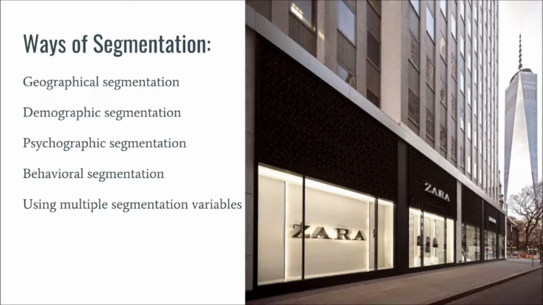You can do this on a geographical basis. You can segment your market on a demographic basis, psychographic, behavioral, or use a combination of methods in segmenting your market. A lot of retail outlets like Zara often have to take into account geographic segmentation. This outlet of Zara, for example, is in a busy area surrounding the Freedom Tower in New York. You won't see too many Zara outlets in the middle of small cities.